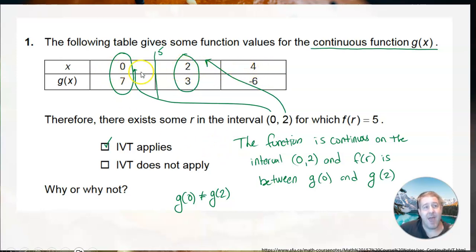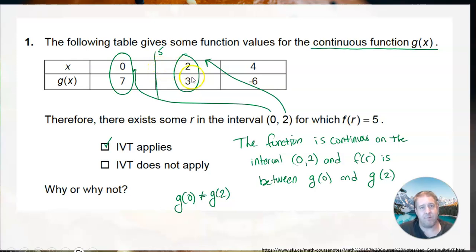So since it doesn't tell you anything about what's in between those values, it has to tell you up here that it's a continuous function, which it does. So therefore, why can IVT be applied? Well, it says, therefore, there exists some value of r. R is just some sort of value in between 0 and 2. We don't know what it is.